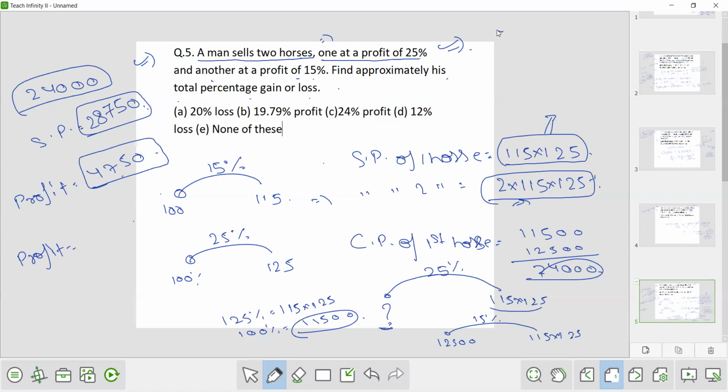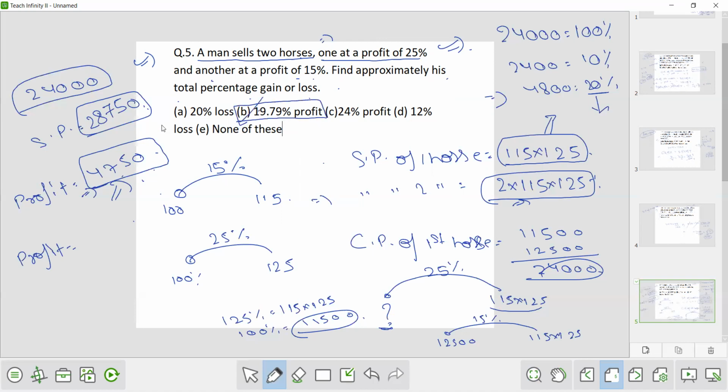So it is given that 24,000 is equivalent to 100%. So 2400 is equivalent to how much? 10%. So 4800 is equivalent to how much? 20%. But we have to find 4750. So if it would be 4800, the answer will be 20%, but it is 4750. So the answer is slightly less than 20%. So the answer will be 19.79%.